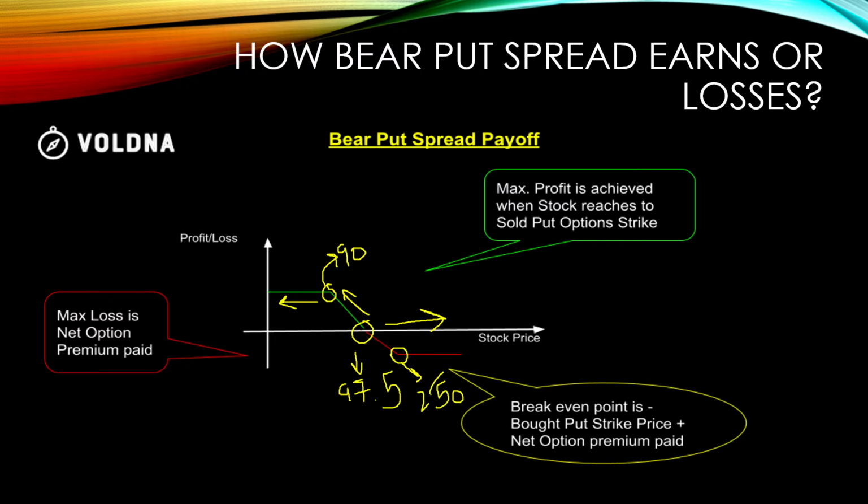And this strategy has both limited profit and limited loss. So max loss is the net premium paid, max profit is achieved when the stock reaches the sold put option strike, that is $90 in our example, and the break even point is the bought put option strike price minus the net option premium paid.